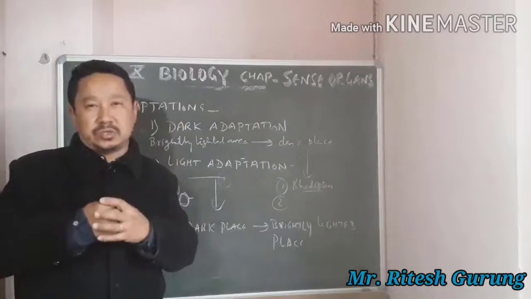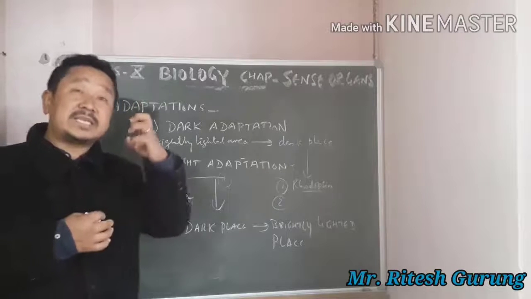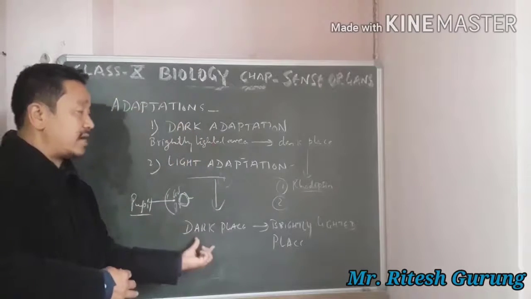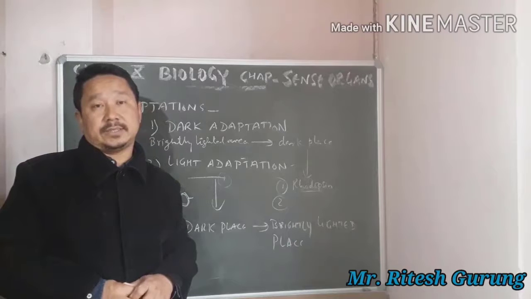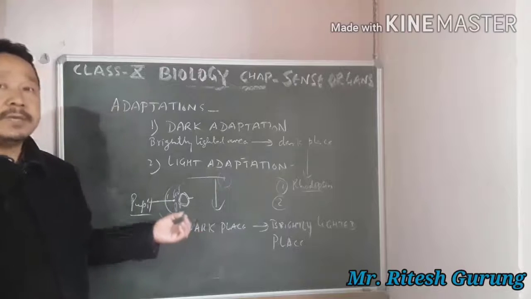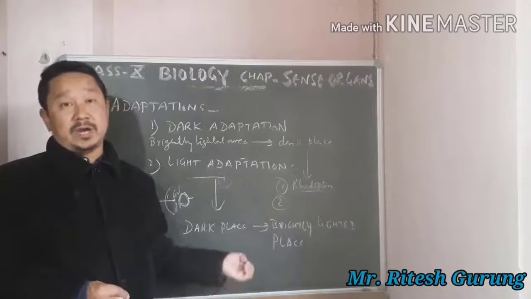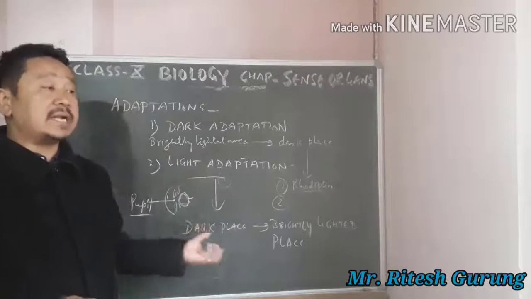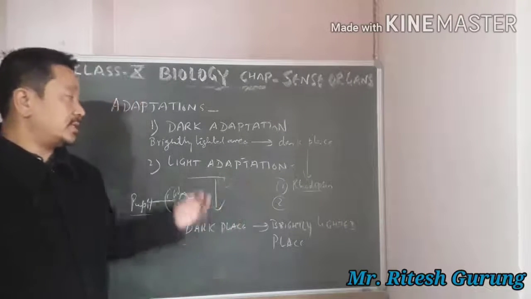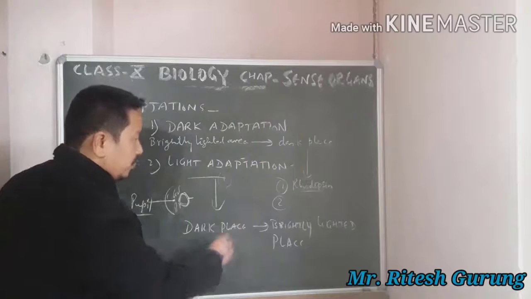You cannot open your eyes also. You happen to close your eyes. So why is it? It is because of the extreme brightness which you find when you all of a sudden come from a dark place to a brightly lighted place. Then slowly you will again improve your vision. You will adjust there. That adjustment in the brightly lighted area is called light adaptation.